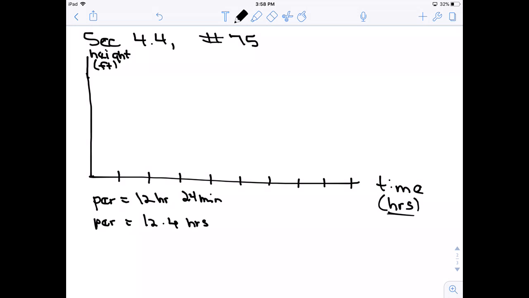And once I have my period, you just take that 24 divided by 60. So 24 minutes over 60 minutes gives you the part of the hour, which is 0.4. Just making sure you don't think we're base 10. We're definitely base 60 on the time spectrum. Anyway, so the period is 12.4 hours.